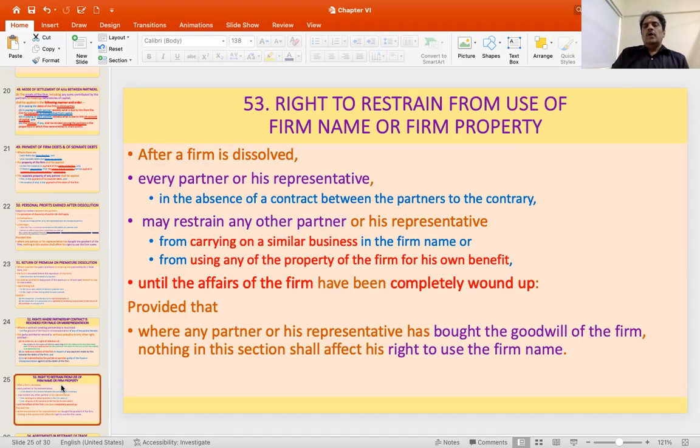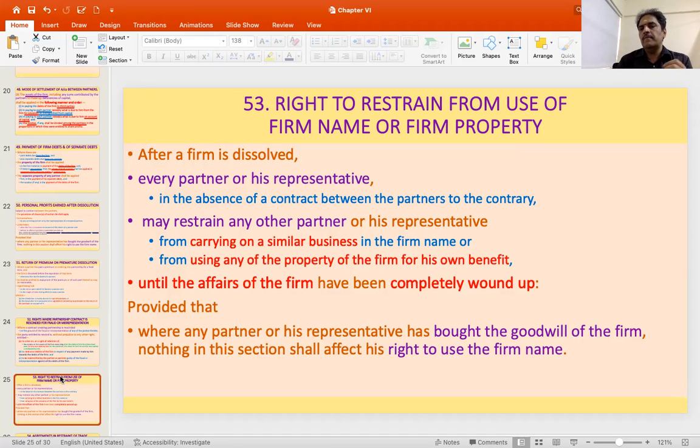So you could have a contract which may permit a partner or his representative to carry on the business, in which case the terms of the contract will apply. But wherever there is no such contract, after the dissolution of the firm, till the time that it is totally wound up, nobody can go and do the same business in the firm's name or use the firm's property for his own benefit.